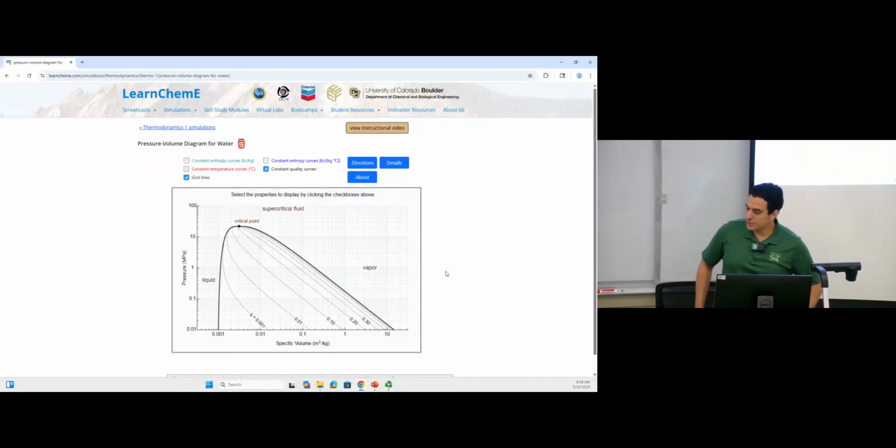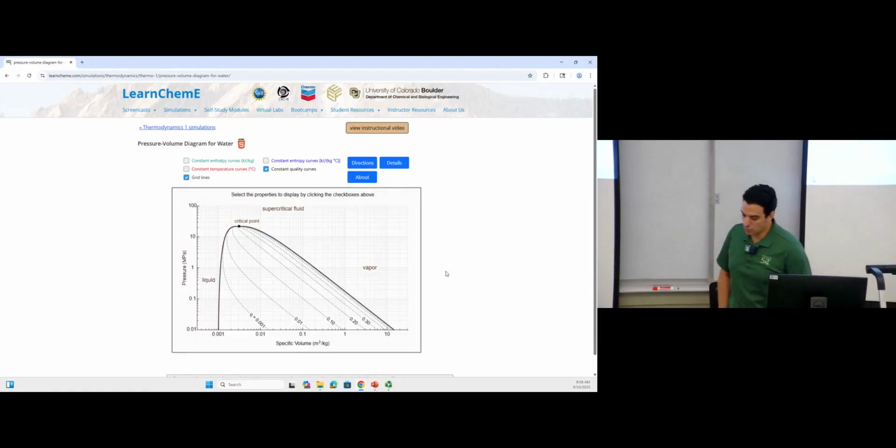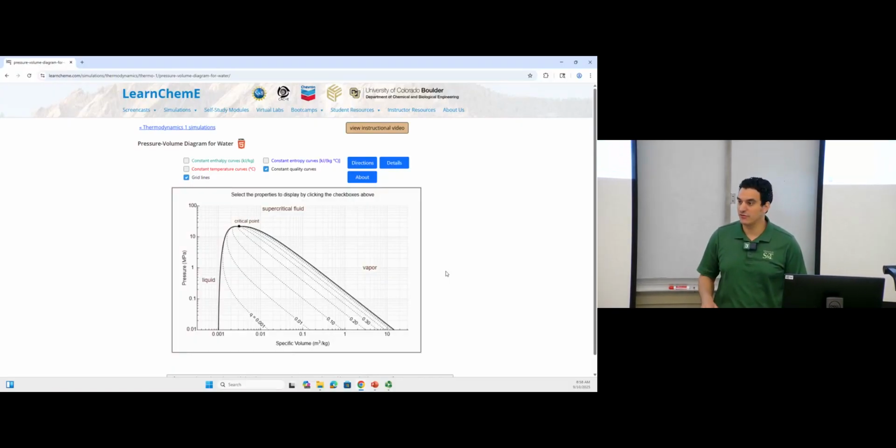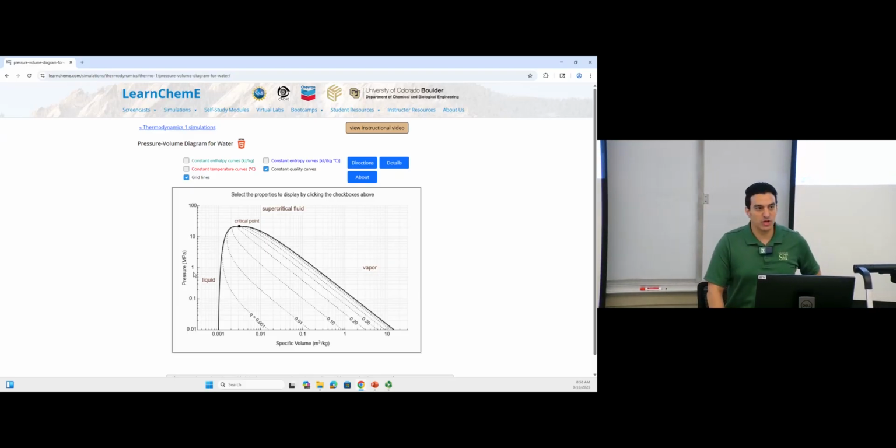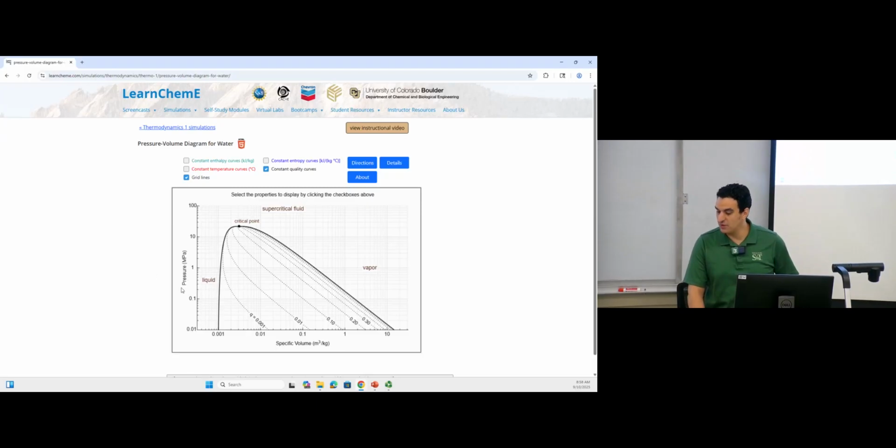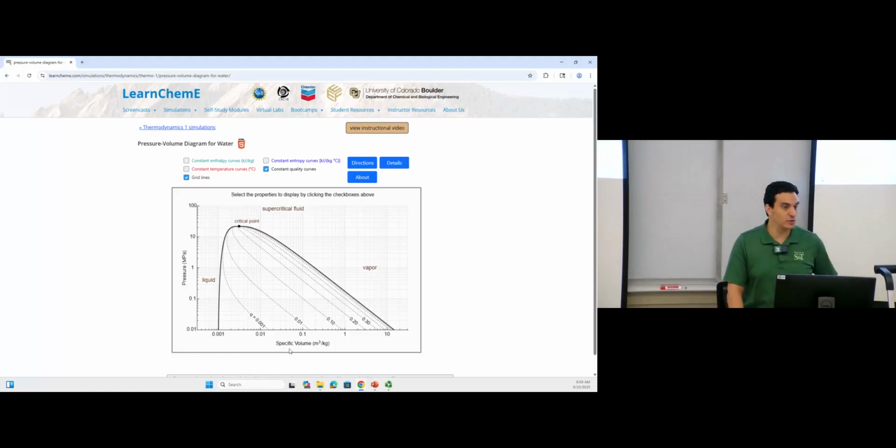So before we start talking about the steam tables or the sources that we can get physical property data from, again, just a quick recap of what we have previously. So we explained this PV diagram. Why is this one called a PV diagram? Because the y-axis is pressure, and the x-axis is volume or specific volume.